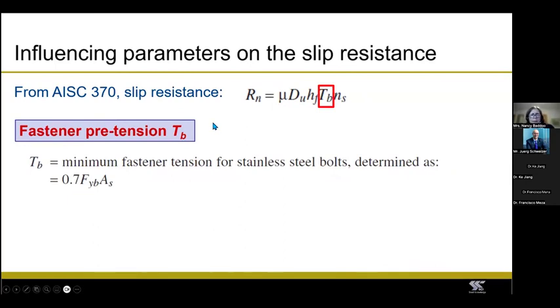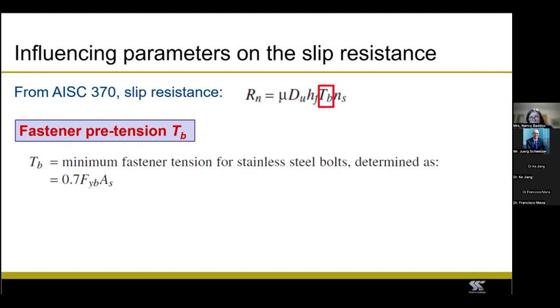So what about the pretension? Now, this recommendation is different to what you'd be accustomed to for carbon steel. The studies that were carried out showed that it wasn't possible to guarantee a fastener pretension of 70% of the ultimate tensile strength in all situations.